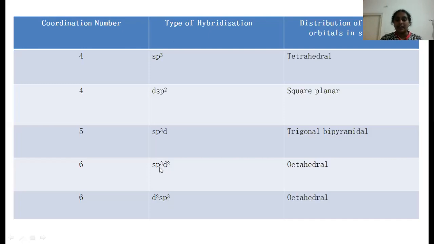Whenever the metal complex involves sp3d2 hybridization, it is called outer orbital hybridization, meaning nd orbitals are involved. Whereas if the metal undergoes d2sp3 hybridization, the complex is an inner orbital complex, where the inner d orbitals are involved in the hybridization. In both cases, sp3d2 as well as d2sp3, the geometry of the complex is octahedral.